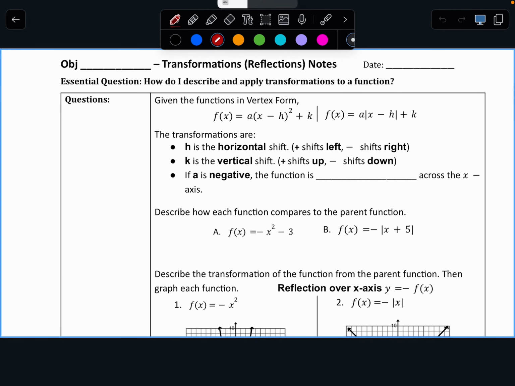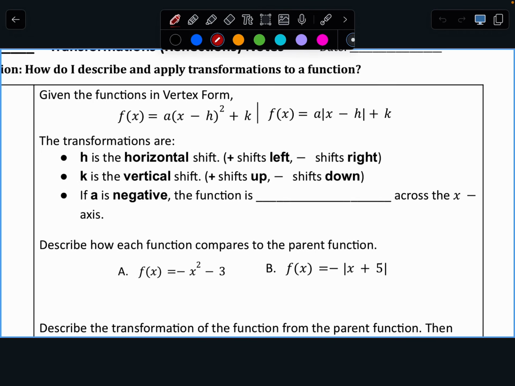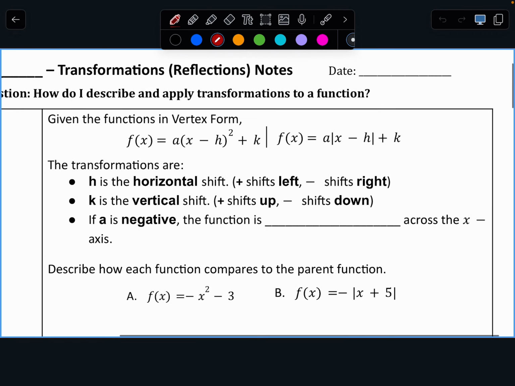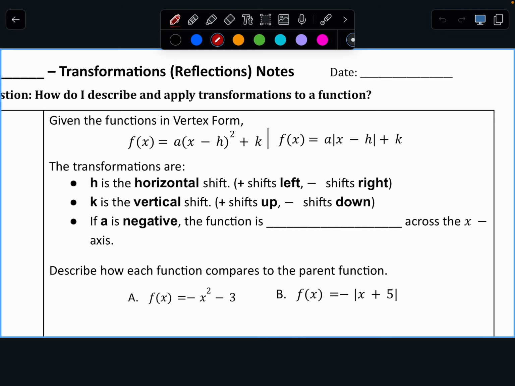Continuing on with transformations of quadratic and absolute value functions, we are adding in a new transformation, reflection across the x-axis. So here are our functions in vertex form. Remember that h is the horizontal shift, k is the vertical shift, and if a is negative, the function is reflected across the x-axis.